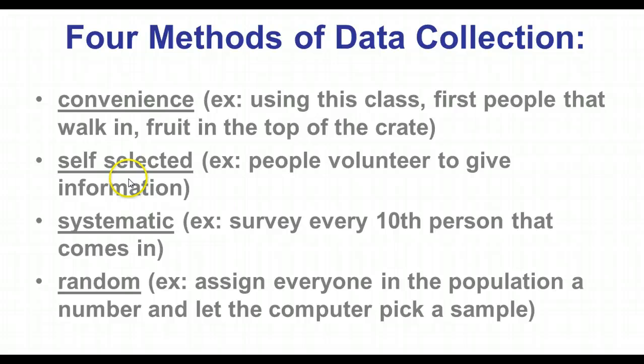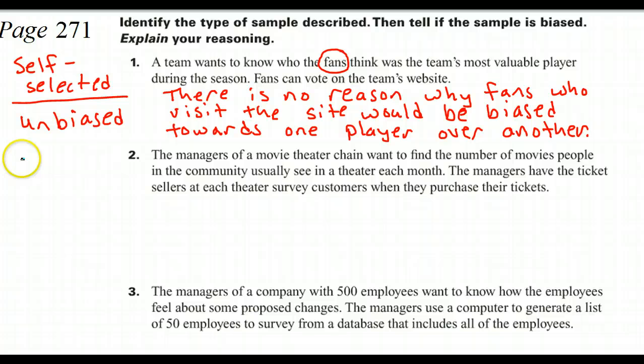It's not self-selected. They're just being surveyed as they purchase their tickets. It's not systematic. Everybody that walks in is being surveyed. It's not random. Same reason. Everybody is being surveyed who walks in. There's no randomization. This is convenience. Okay, it's just the first people that walk in. Convenience is usually biased, and this is no exception. So this is going to be convenience, and is definitely going to be biased.